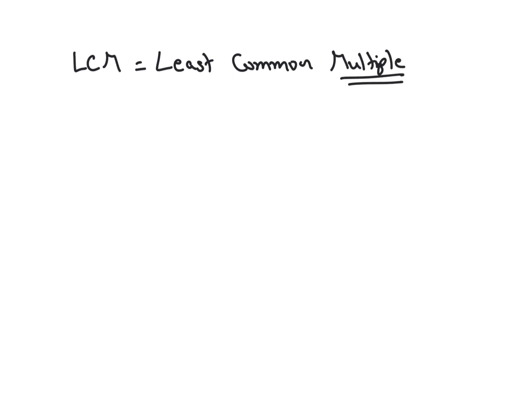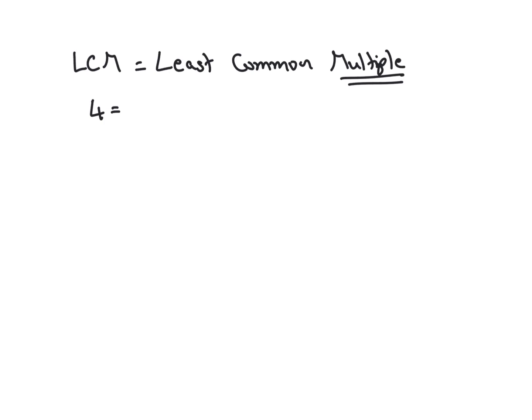What do we mean by LCM? It means least common multiple. And what do you mean by multiples? Let's take, for example, what are the multiples of 4? All the numbers that come in the multiplication table of 4.